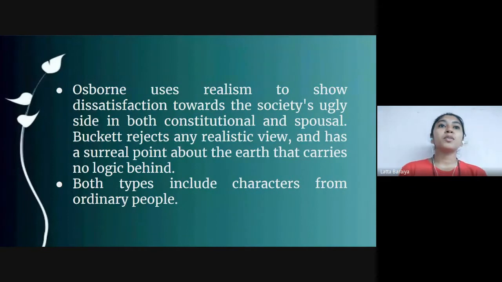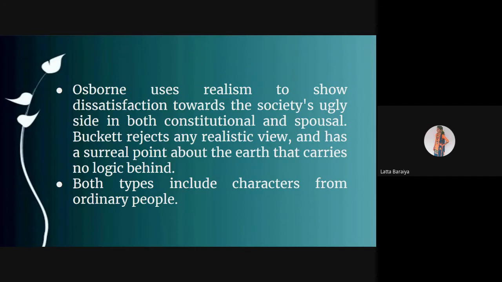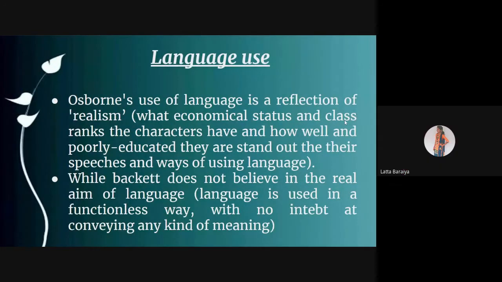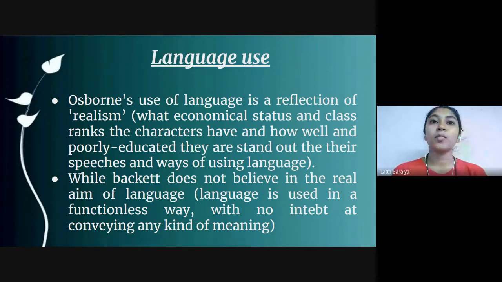If we see Osborne's work, he uses realism to show dissatisfaction toward society, its ugly side, both constitutional and social. And Beckett rejects any realistic view and has a surreal point about the earth that carries no logic behind it. Both works include characters from ordinary people. In Waiting for Godot, Vladimir and Estragon belong to an ordinary class family, and in Look Back in Anger, the character of Jimmy also belongs to ordinary class people. So this was the similarity in both works, that they include ordinary people as characters. Next slide.